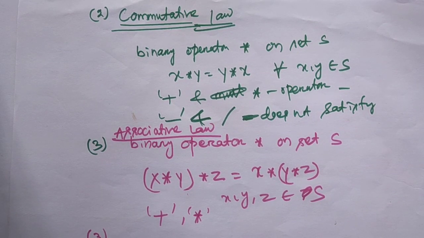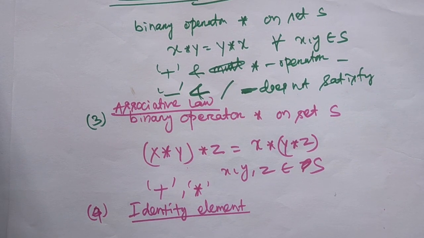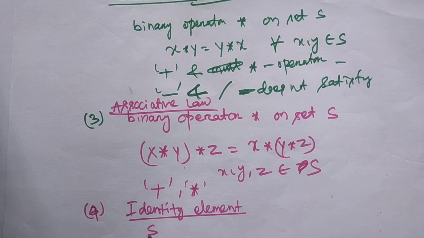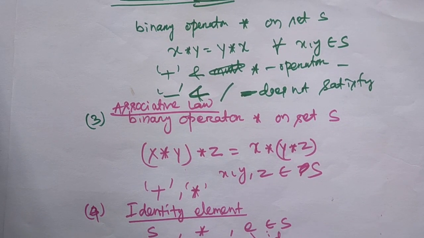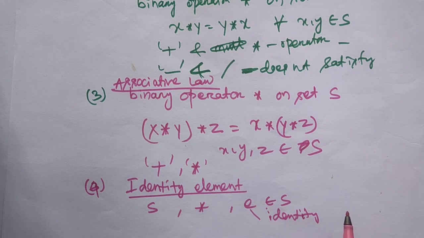Next, similarly we can discuss the identity element. Which one is the identity element? Now we'll discuss the identity element. S is a set, and we consider the identity element with respect to a binary operator. Suppose E belongs to S, and E is the identity element.